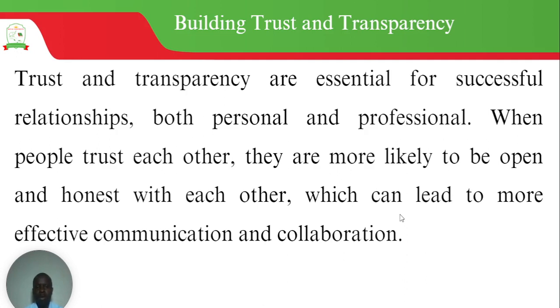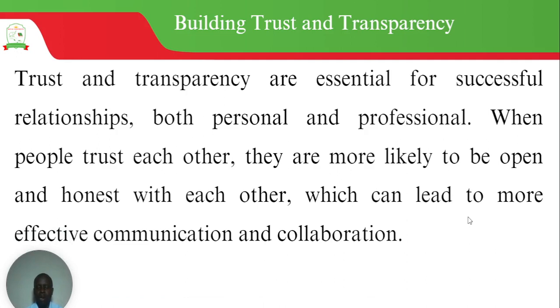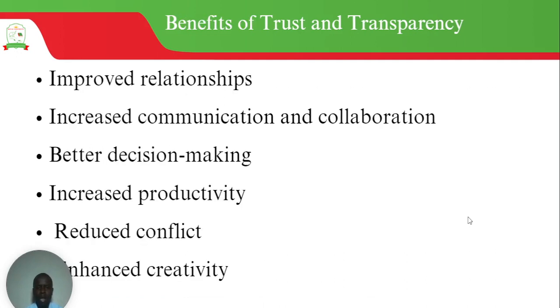So once people are able to trust each other, what happens is that they are more likely to be open, honest with each other, and that will enhance communication and collaboration. Now, when we build trust and transparency, what are some of the benefits that we are going to get from that? Number one is improved relationships. So people are able to better relate because of each party observing trust and transparency. So relationships improve within the organization versus suppliers and across board in any other forms of communication or partnerships.